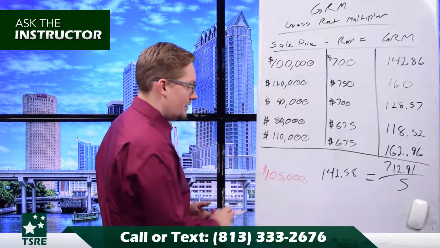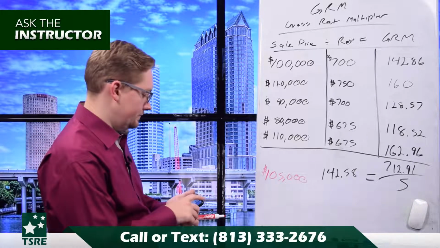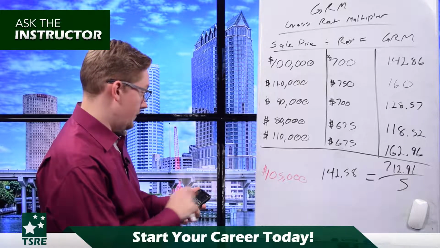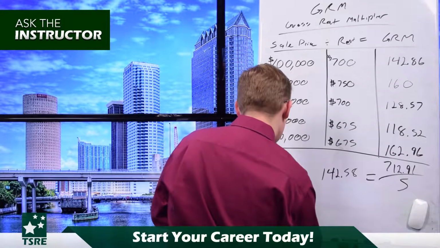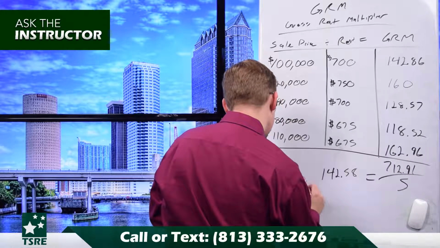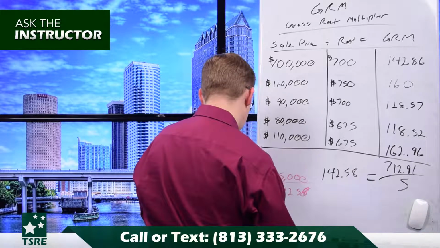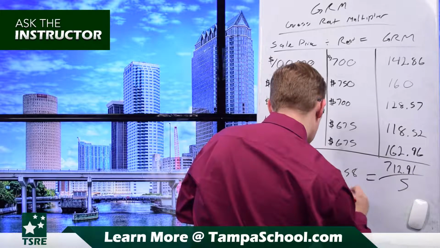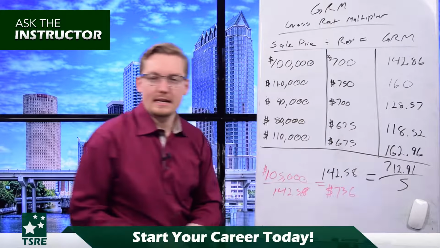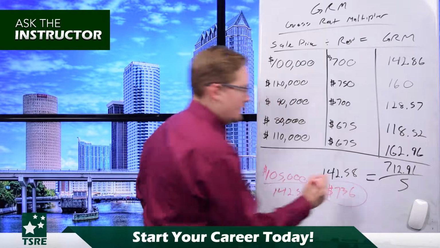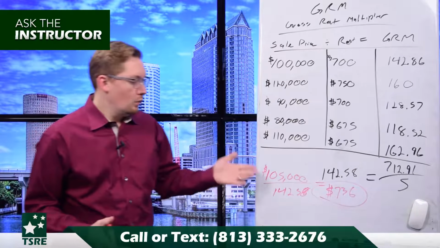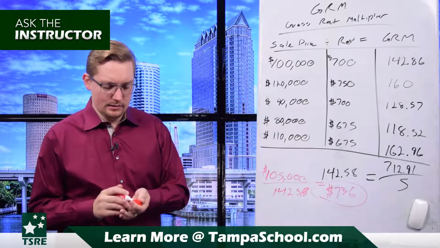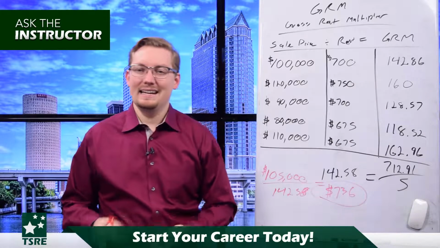So we take this $105,000, and we're going to divide that by 142.58. And that tells us our rent for this property should be $736. That would be based on this particular market, what that property could probably rent for, $736, based on all this rent data that we've collected.